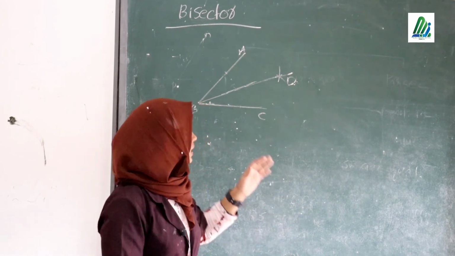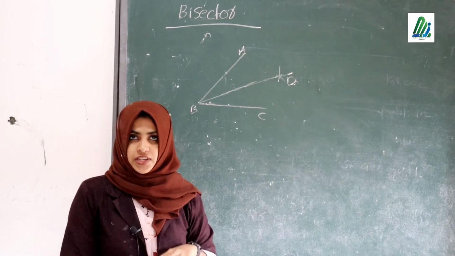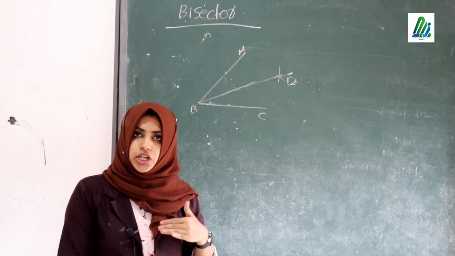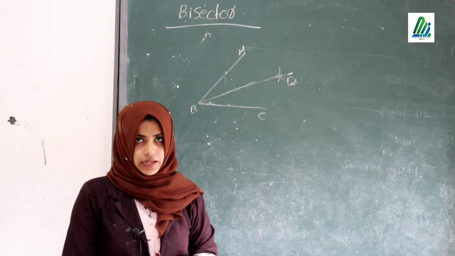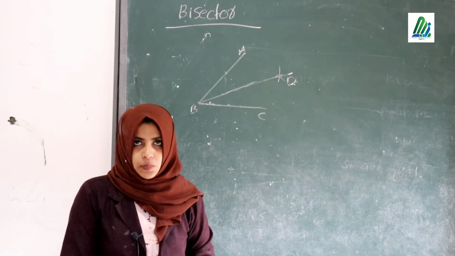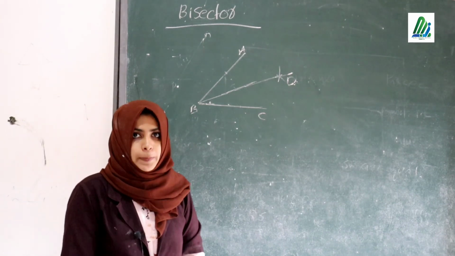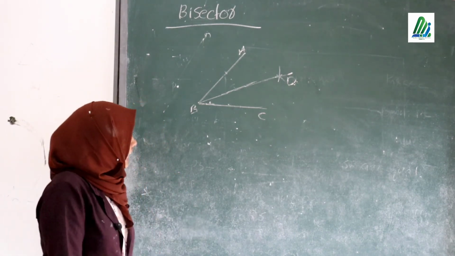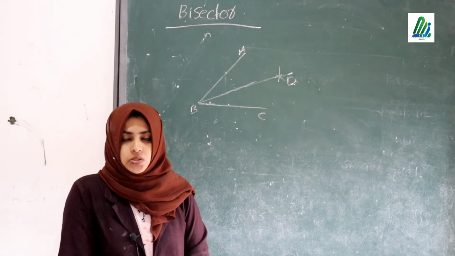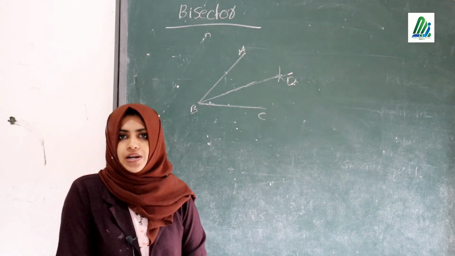So here in the bisector we learned what a bisector is. A bisector means the line which divides a line or an angle into equal parts. A perpendicular bisector is a bisector that is perpendicular. And we learned how to draw a bisector of an angle and of a line. So these are the topics relating to the bisector. I hope all of you understand. Thank you.